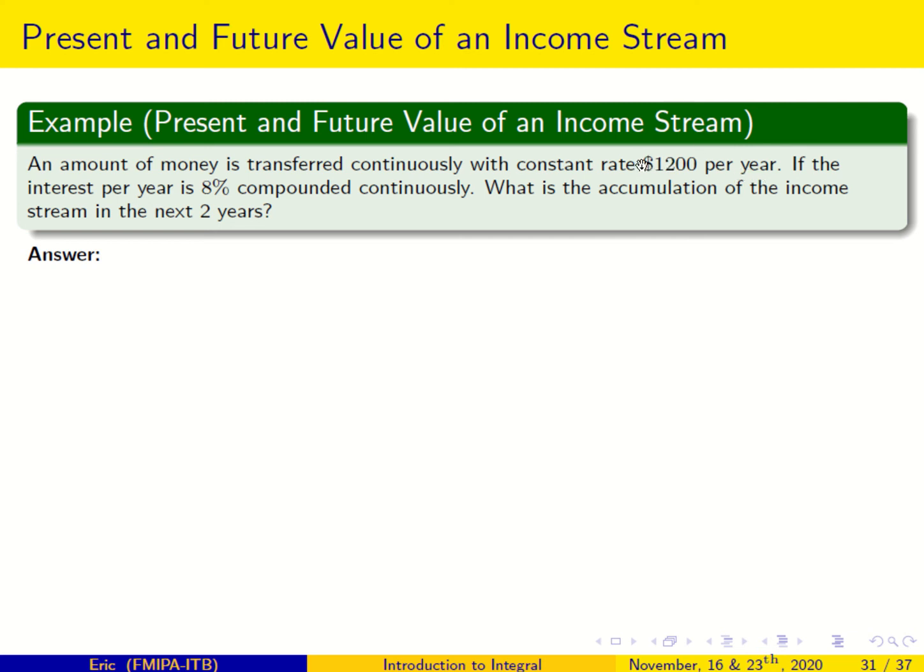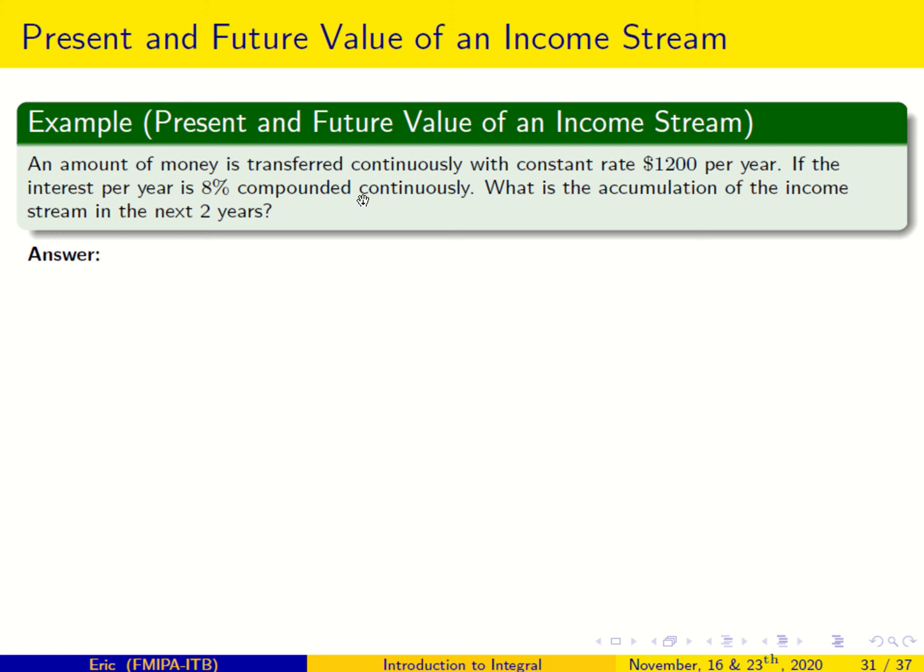So every millisecond, I have an income stream of a total of 1,200 for 1 year. Okay, so if the interest rate per year is 8% compounded continuously, don't forget, the accumulated amount is given by P times e to the rt, if you remember, in the fourth chapter, I think the fourth chapter.